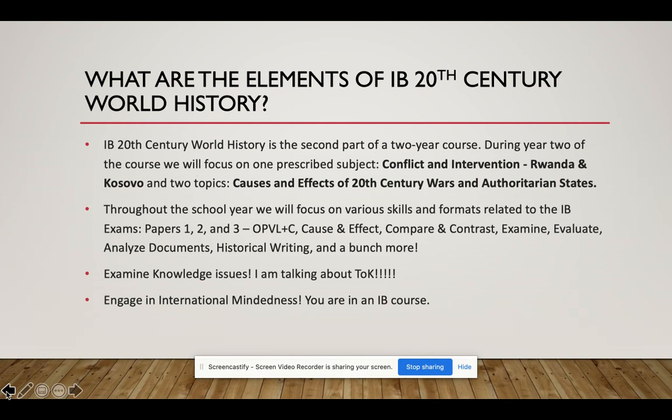Throughout the school year, we're going to focus on a variety of skills and formats related to the IB exam. And so those are papers 1, 2, and 3. So the skills like OPVL, cause and effect, compare and contrast, examine, evaluate, analyze documents, all these types of skills you'll find on any of those exams, but then also some historical writing. And so that would mean like essay writing. And then a whole bunch more of skills that we'll get into in the course as well. We'll examine knowledge issues, and so I'm talking about TOK, and engage in international mindedness. After all, this is an IB course.